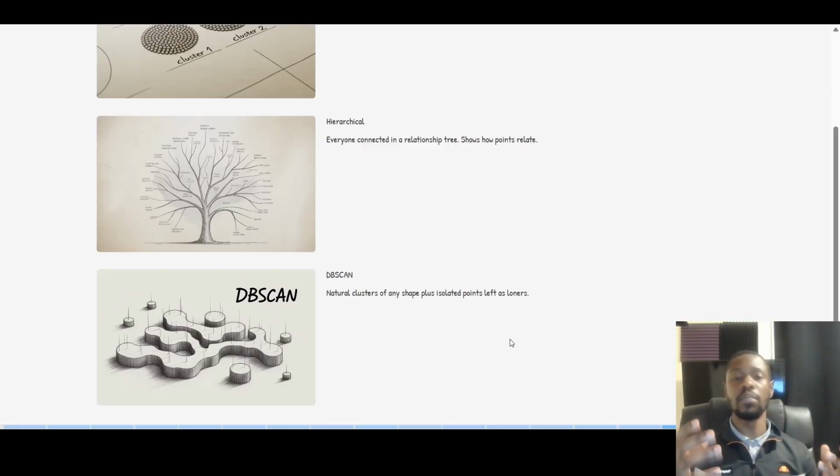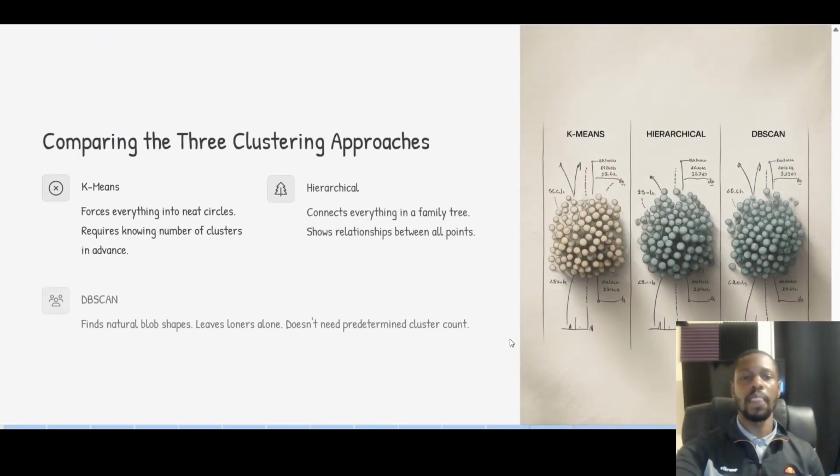and isolated points are left alone. So if the data is too random, it doesn't make sense. We're not forcing any data point into any category. Essentially, this is where we'd use density-based scan.